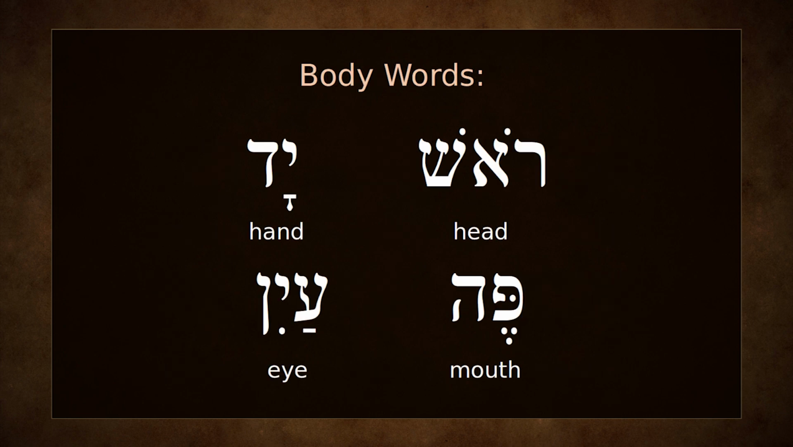In the bottom row, starting on the right, achot means sister, bain means son, and bat means daughter. Here are some words for body parts. Again, at the top right, we have rosh, which means head, followed by yad, which means hand. In the bottom row, peh means mouth, and ayin means eye.